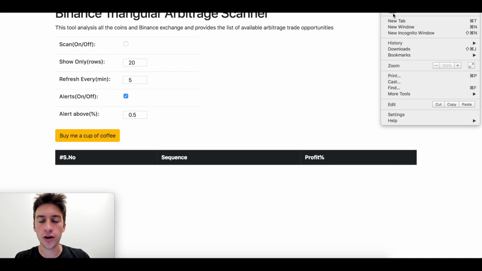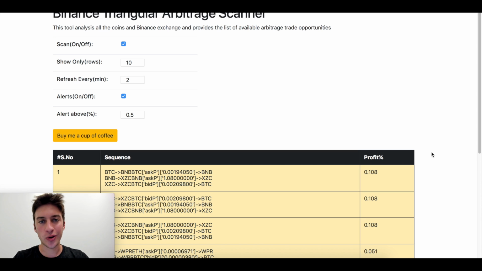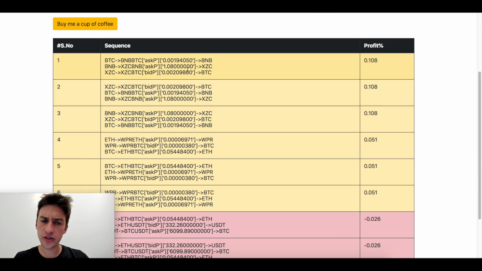You have to have CORS, the Google Chrome extension known as CORS here. You activate that. And let's say I want 10 coins, refresh every 2 minutes. And let's see. What this is going to give us is instant triangular arbitrage opportunities. So what this means here when it says ask and bid, this is indicating to immediately buy BNB BTC, or we can actually just go with this one. Immediately buy XZC BNB. So buy at this rate right here at 1.08.